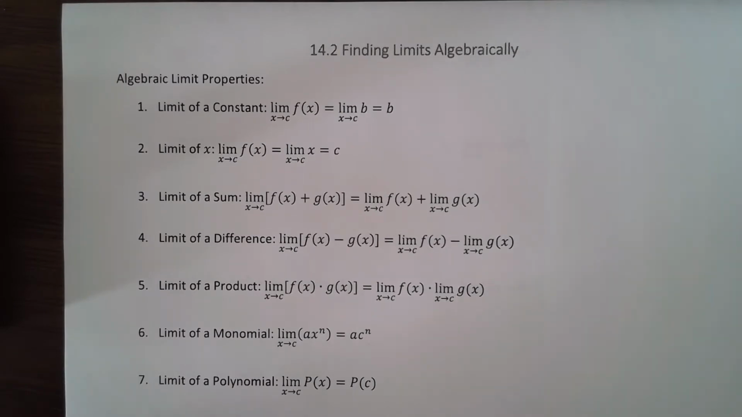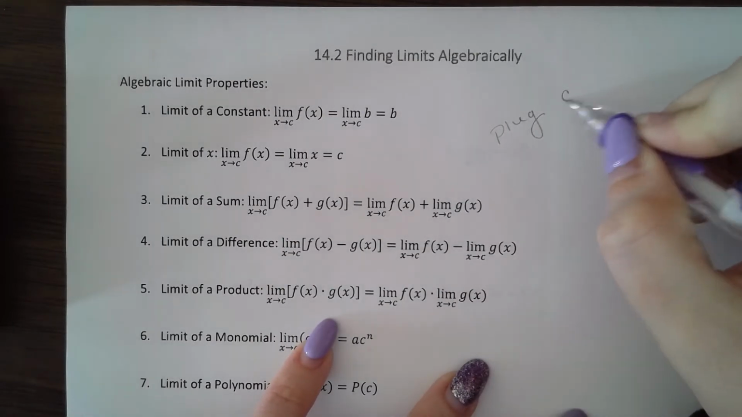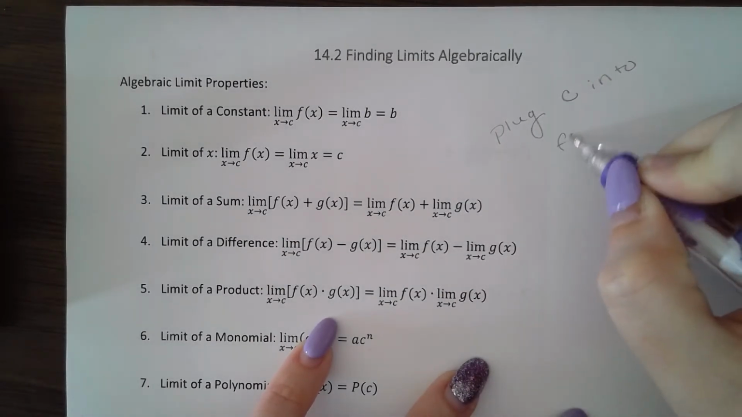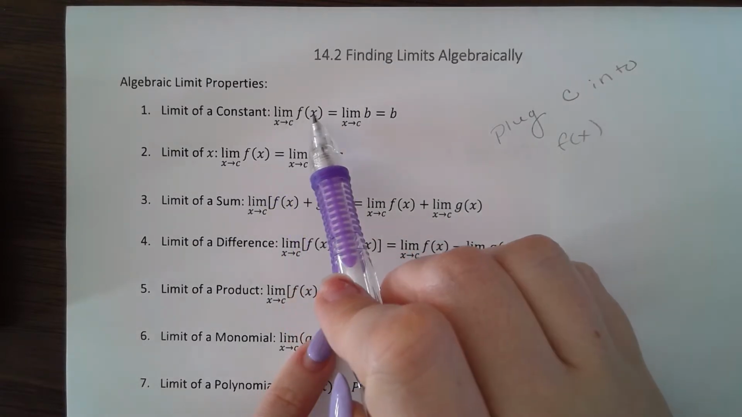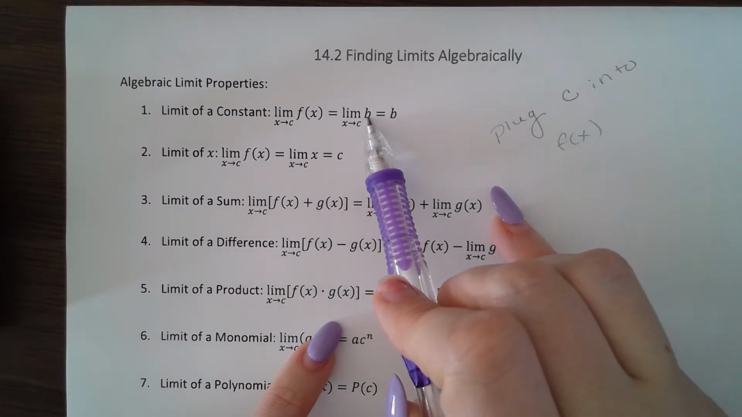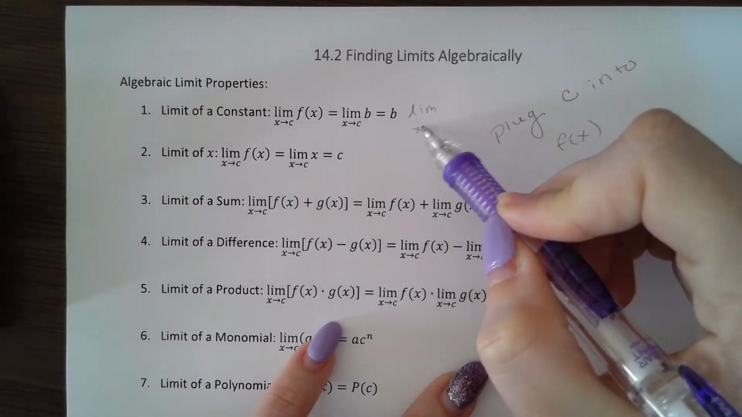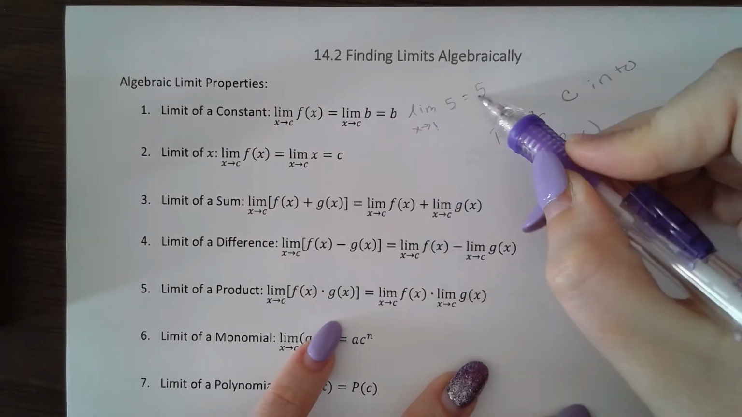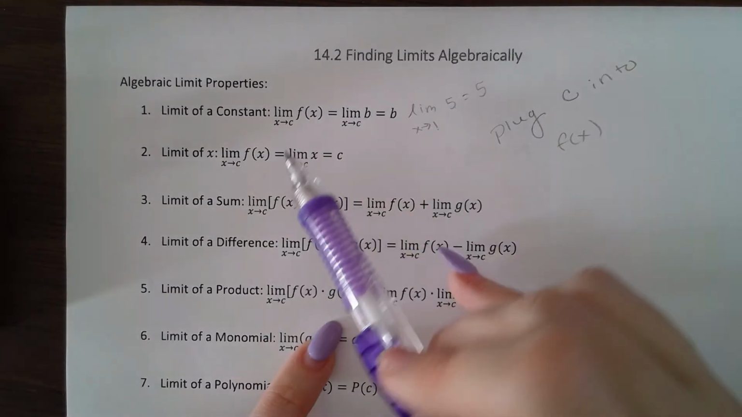So when we are doing it algebraically, we have all of these algebraic properties. You guys can look through it. Essentially, the idea is we're going to plug c into the function, right? So if we're finding the limit as x is approaching c of f of x, we're going to plug c into the function. Well, if this is just a number, like for example, the limit as x is approaching 1 of 5, well, there's nowhere for me to plug the 1 into, so my answer would just be 5, right?